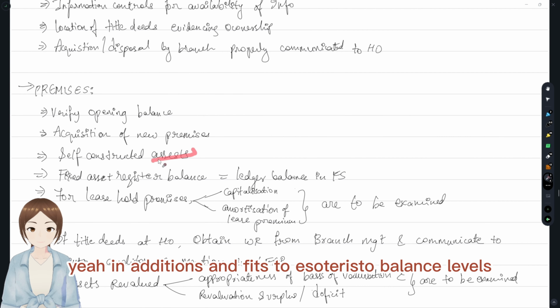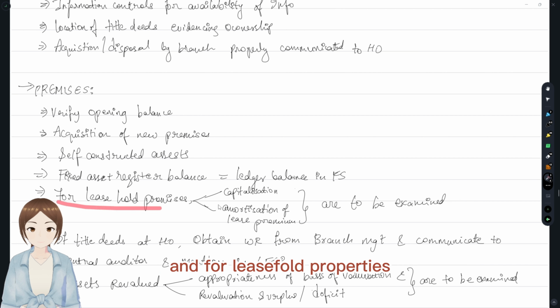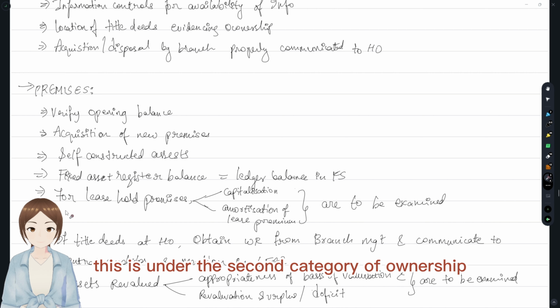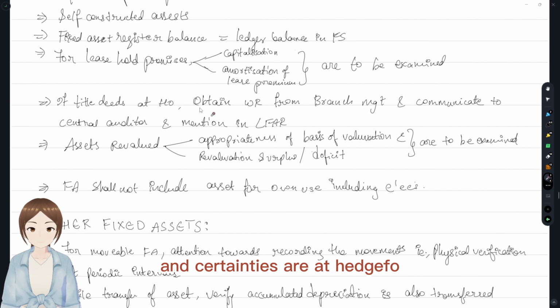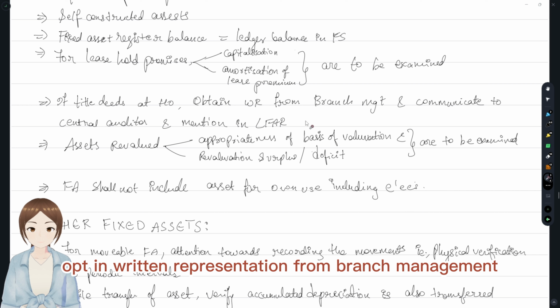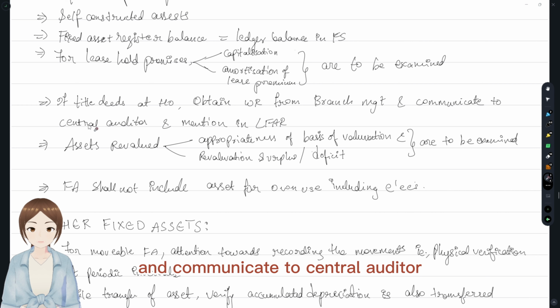Yeah, in additions, and fixed asset register balance, that was closing balance. And for leasehold property, that is the second category. With regards to ownership, under the second category of ownership, that is leasehold premises, capitalization or amortization of lease premium are to be examined. And if title deeds are at HO, obtain written representation from branch management, communicate to the central auditor and mention it in LFAR. Okay, with regards to ownership, we have to do that.